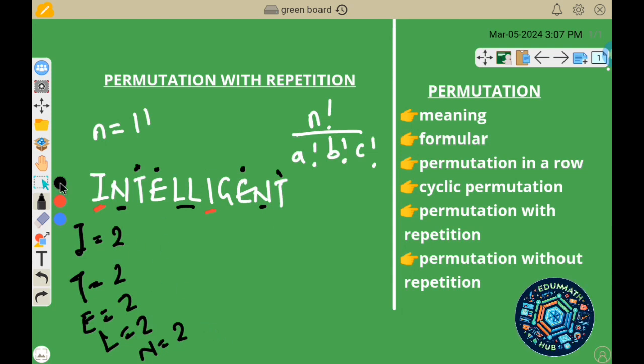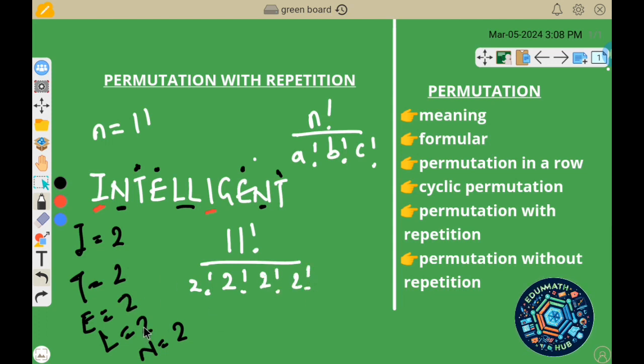So the permutation for this particular word, intelligent, will be equal to, look at the formula you're going to use here. N factorial is the number of letters in the word. So the number of letters in this word is 11. So you have 11 factorial divided by, then these are the repetitions. So you just put factorials at the back. So you have 2 factorial for I, 2 factorial for T, 2 factorial for E, 2 factorial for L, and 2 factorial for N. Then you go further and evaluate this. It's very, very simple. First of all, count the number of letters in the word, then look for the repetitions.